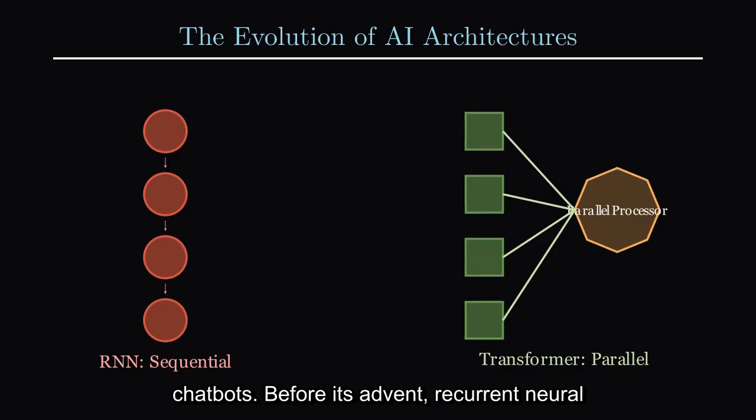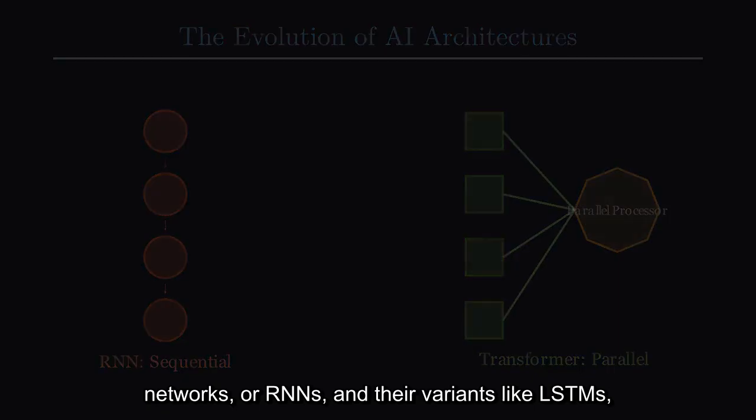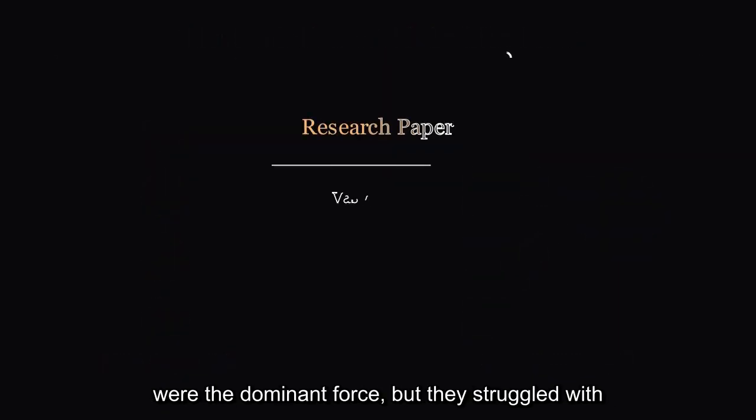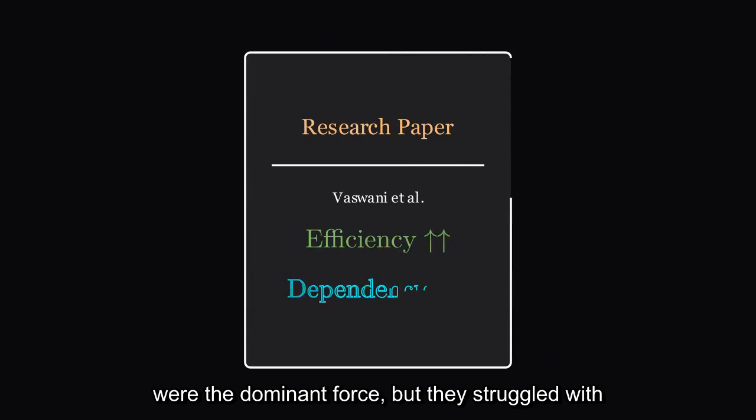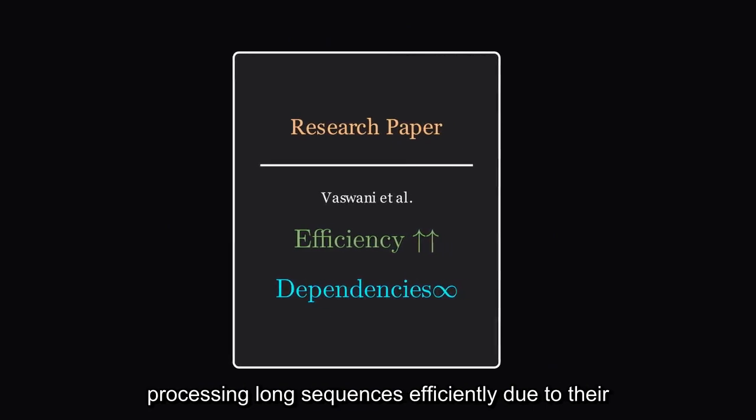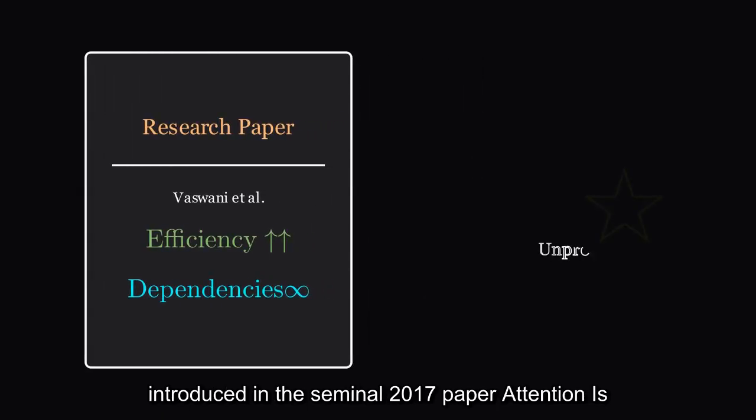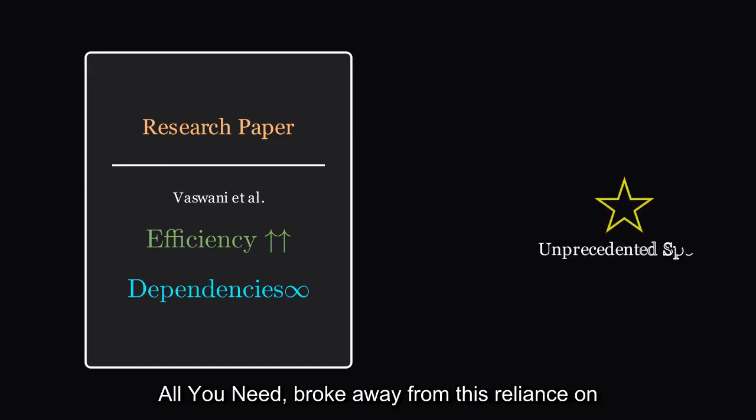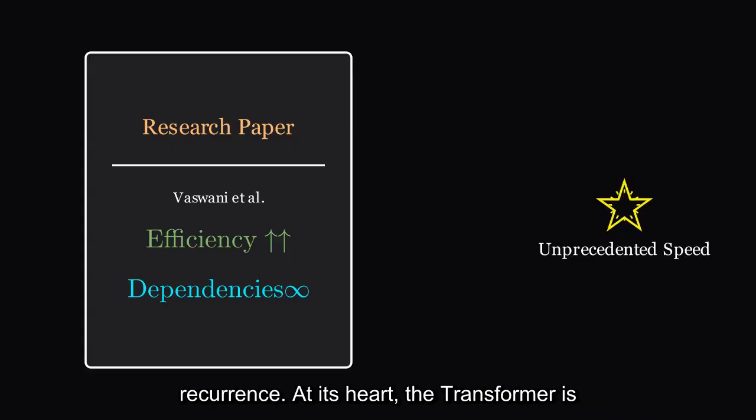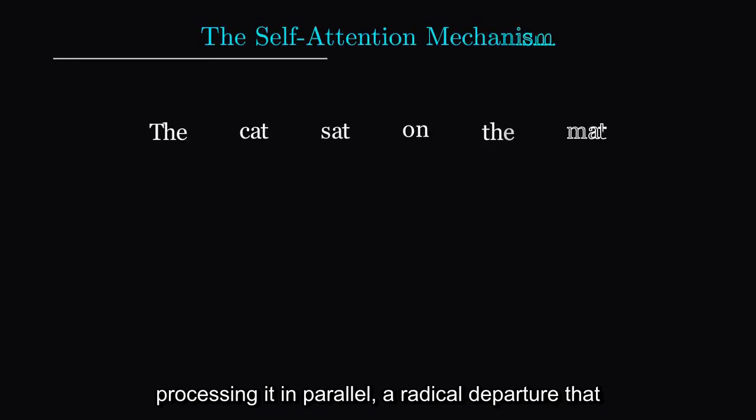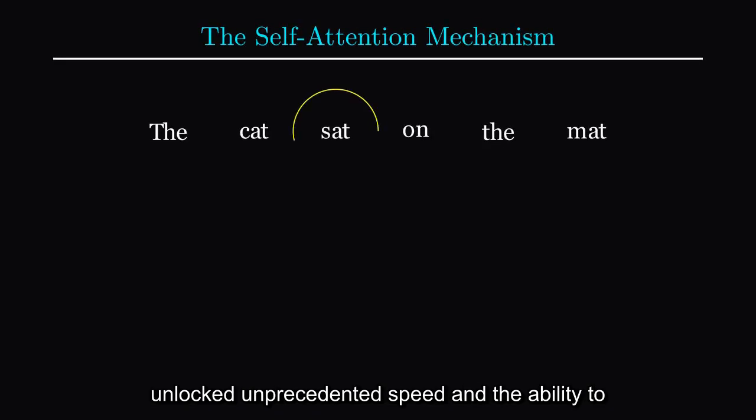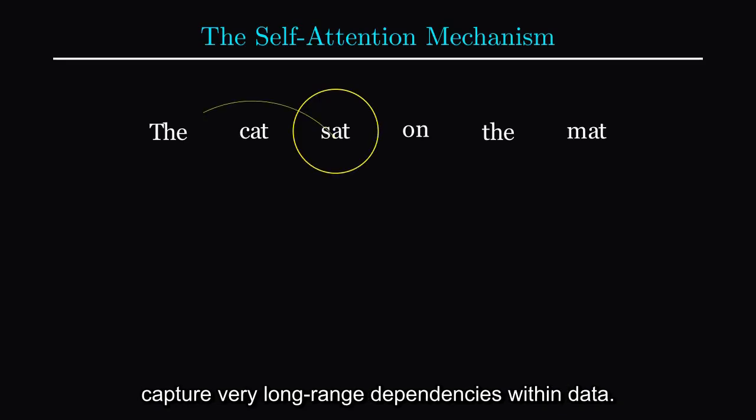Before its advent, recurrent neural networks, or RNNs, and their variants like LSTMs, were the dominant force, but they struggled with processing long sequences efficiently due to their sequential nature. The transformer architecture, introduced in the seminal 2017 paper Attention is All You Need, broke away from this reliance on recurrence. At its heart, the transformer is designed to handle sequential data, like text, by processing it in parallel, a radical departure that unlocked unprecedented speed and the ability to capture very long-range dependencies within data.